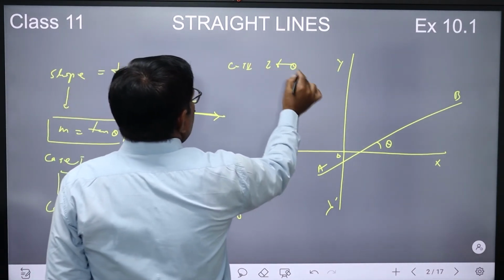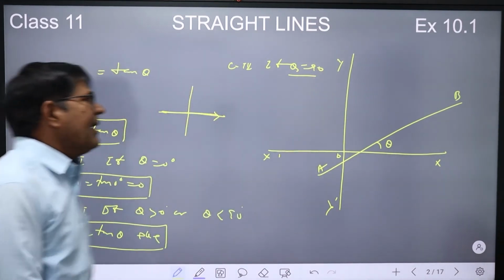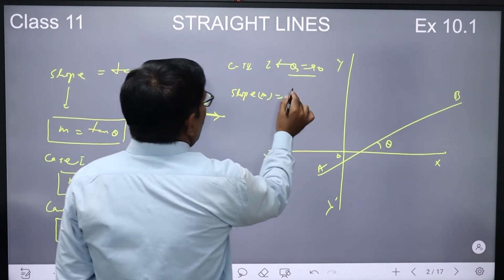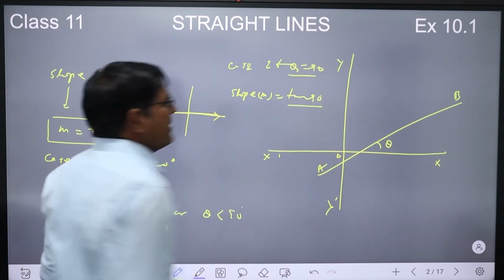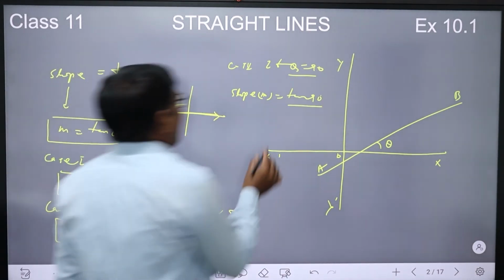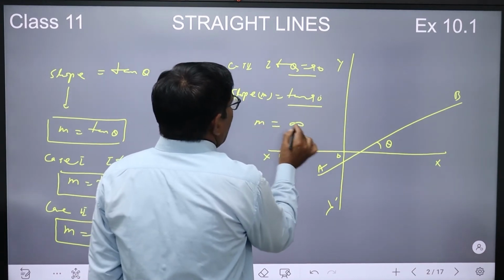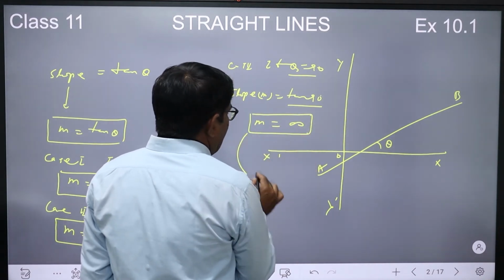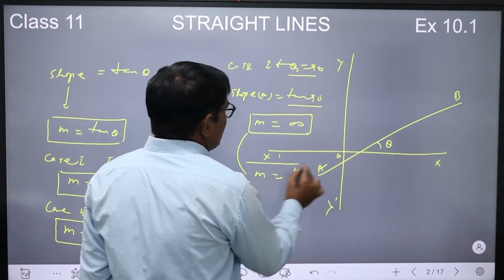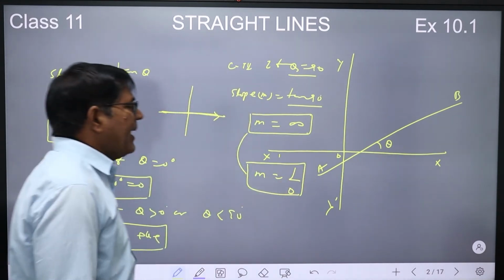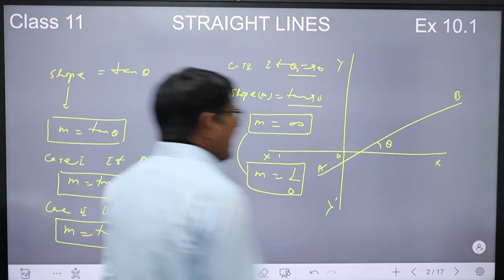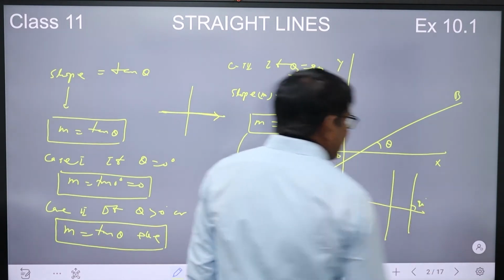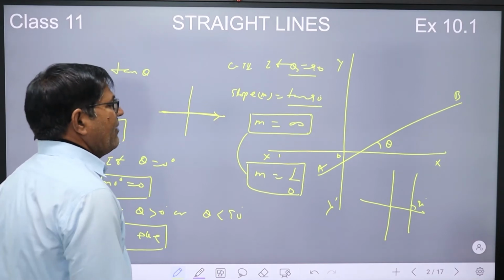if theta is equal to 90 degree, let us suppose theta is 90 degree, then what will the slope be? Slope m will be equal to tan of 90 degree. And what is the value of tan 90? Tan 90 is infinite. So slope m will be equal to infinite. Infinite means, we can write the slope is equal to 1 upon 0. That is, the line will be perpendicular to x-axis. If the line is inclined with the initial axis at the angle theta equal to 90 degree, then the line will be perpendicular to x-axis.